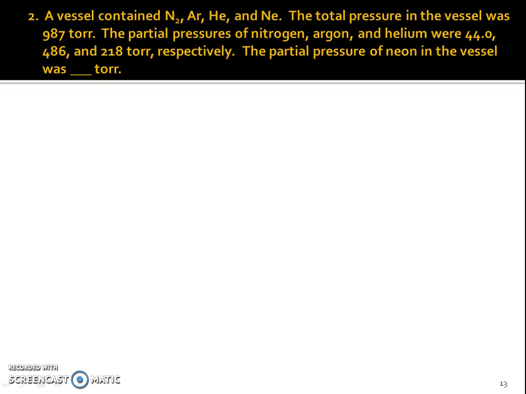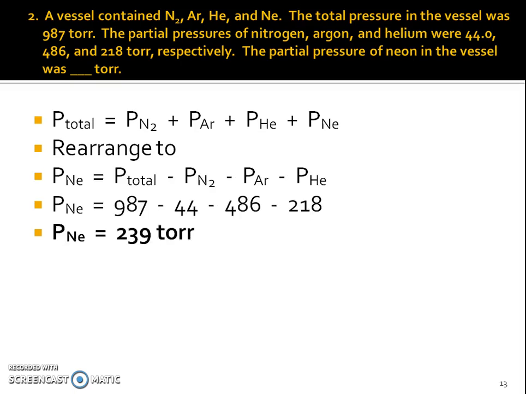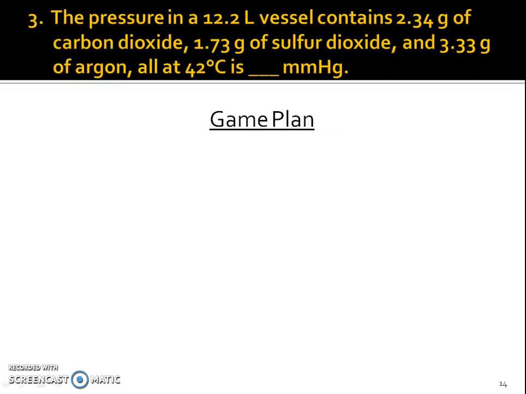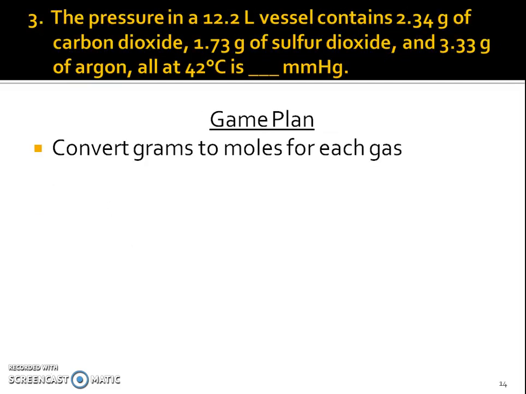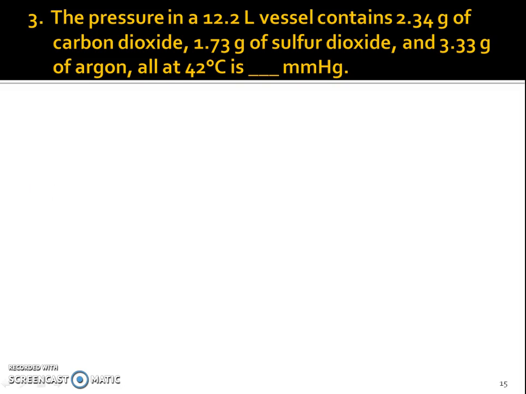Number 2. That one again is kind of simple. Again, the total pressure in that container is going to equal the total pressure of each individual gases added up, but we are given the total pressure and we're given the pressure of the other gases, so now we're actually subtracting, just rearranging that equation. Number 3, game plan. And solution.